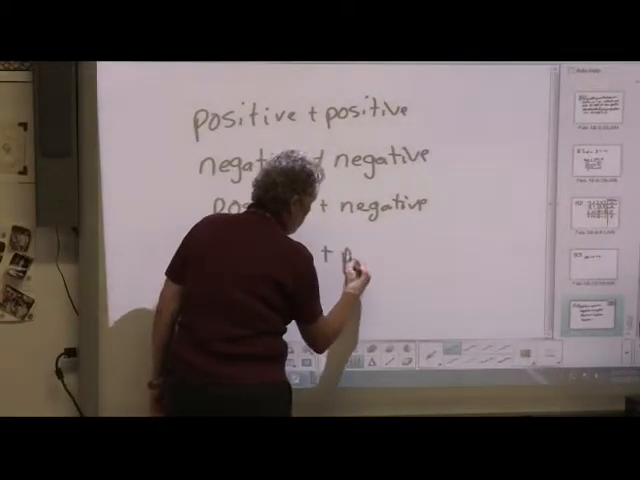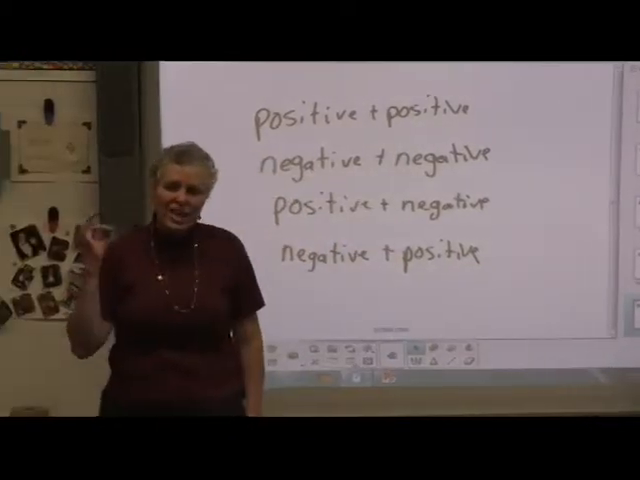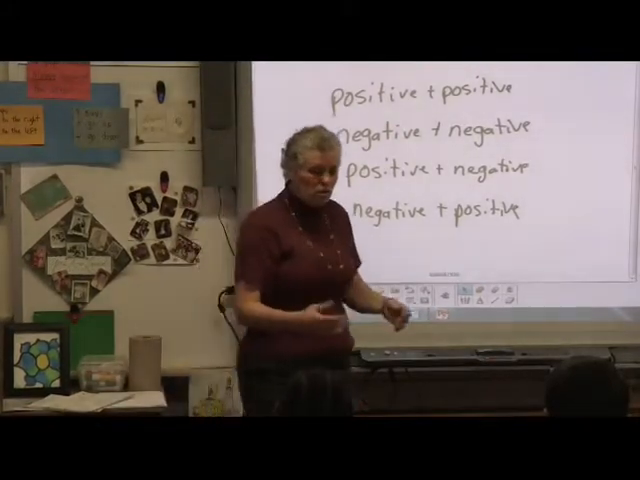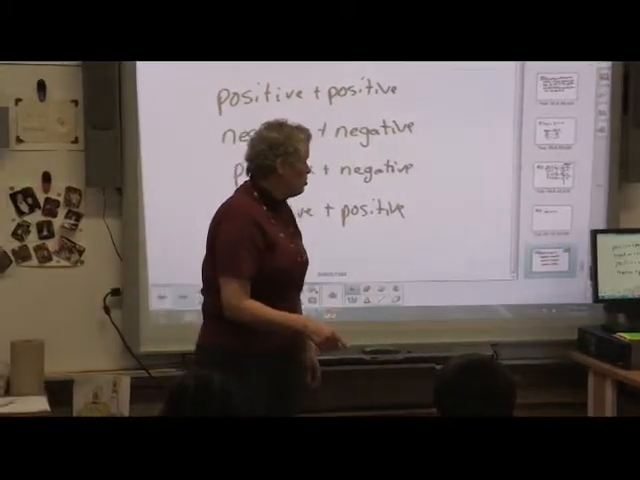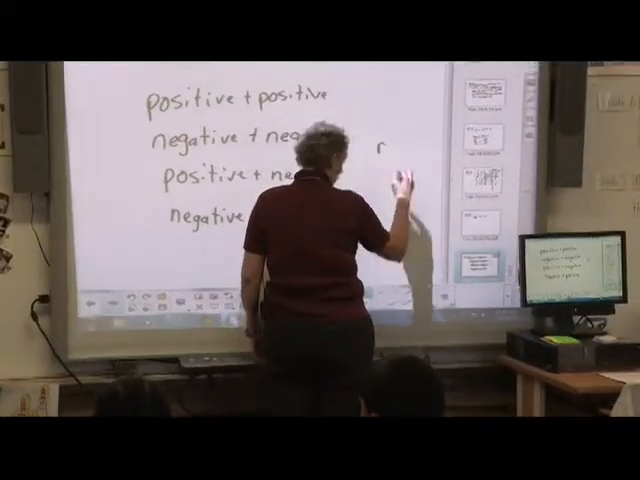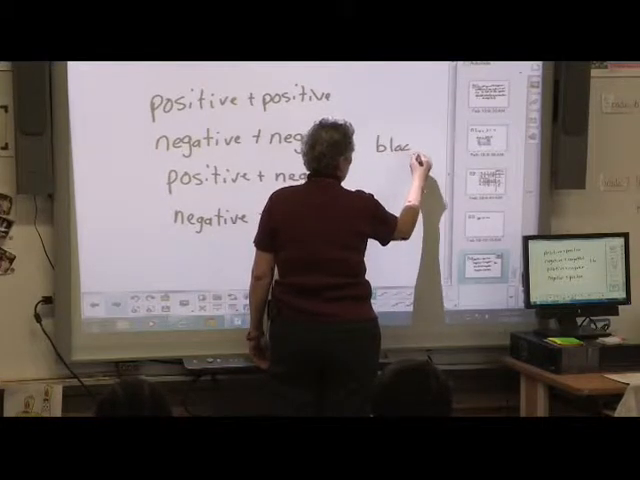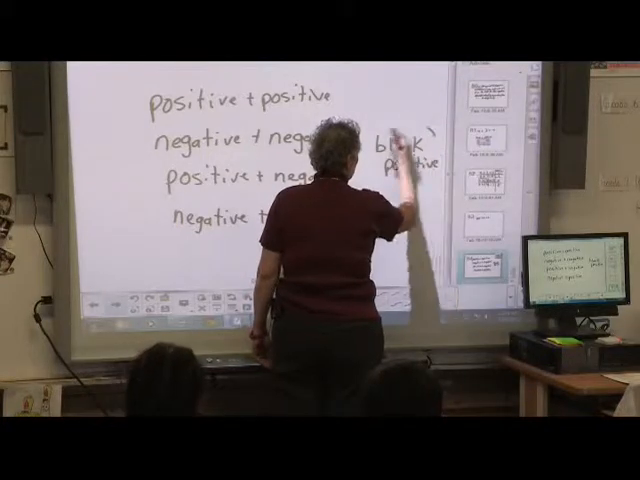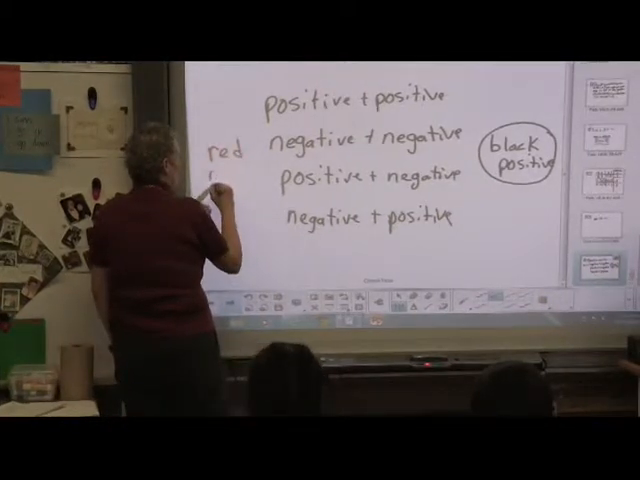And remember, your goal is to try to figure out what is the pattern that I see and how can I use that pattern so that I can do numbers that are larger than 10 cubes of each color. So to begin with, I just want to start with the cubes. The red, no, I'm going to put the black over here. The black is going to represent positive. And the red is going to represent negative.